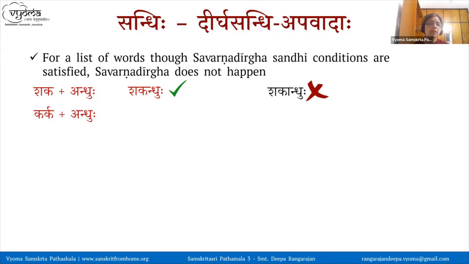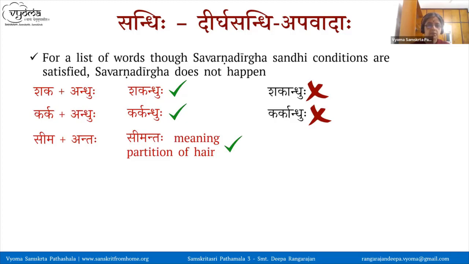Similarly, Karkandhuhu, Karka, Andhuhu, Karkandhuhu, and not Karkandhuhu with a long vowel. Sima Antaha. When it means the partition of the hair, the line on the head where the hair is partitioned on both sides, it is called Simantaha. Whereas if it means the border, then it is correct to say Simantaha, doing Savarna Dirgha Sandhi. Sima is a limit or a boundary generally, and Anta is the end. So when you combine the two words as Simantaha in the sense of boundary, it is correct. But when you want to refer to the partitioning of the hair, then you should say Simantaha without the long vowel.